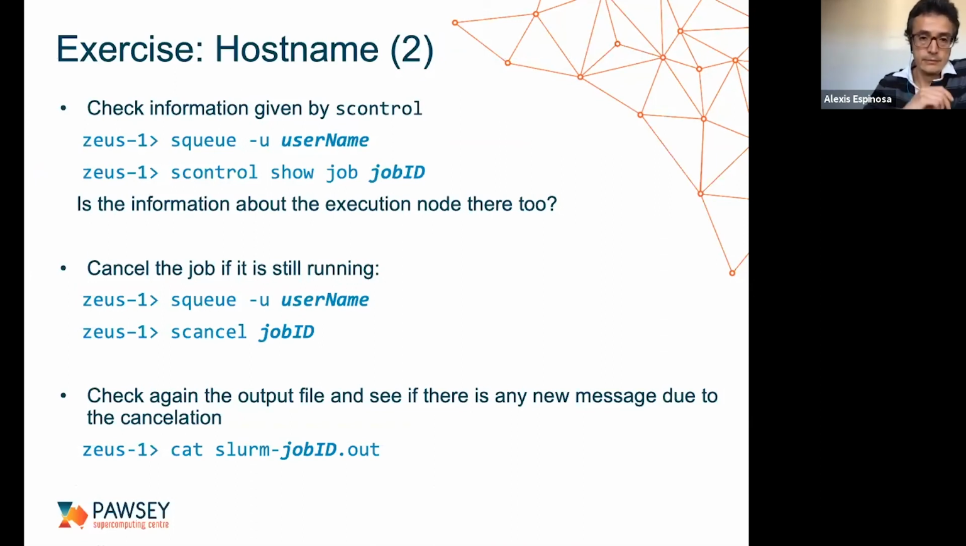So this is exercise 2. Execute scontrol and check if the node is there. Now if the job is still running, let's exercise the cancellation. You can cancel your job with scancel and the job ID. And then you can see what kind of message is in the output file. So let's do that now.